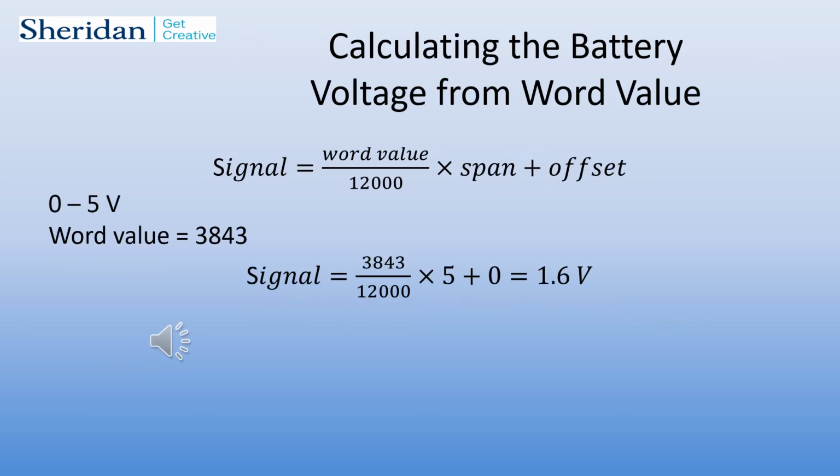All right, let's look at calculating that battery's voltage from the word value that we got from the PLC. The signal is equal to the word value divided by 12,000, times the span, plus the offset. So we take 3843, divide it by 12,000, and multiply it by 5, which is the span, and the offset is 0, so we add 0. What we end up with is 1.6 volts. So the battery actually is a little over 1.5.